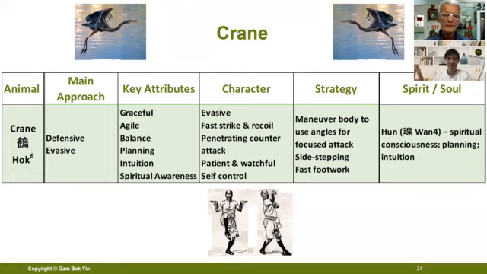And the key attributes of the crane I see as its grace and agility, its tremendous balance, and its ability to plan, and the intuition that it has, and obviously its awareness of the spiritual side of things, which it gets from the spirit. And so if we look at Hung Gar, we can see the graceful. We aspire to have our movements look graceful and agile, and we try to have good balance in what we do. And we pick this up from the crane.